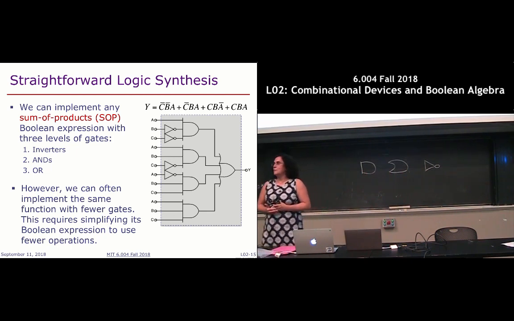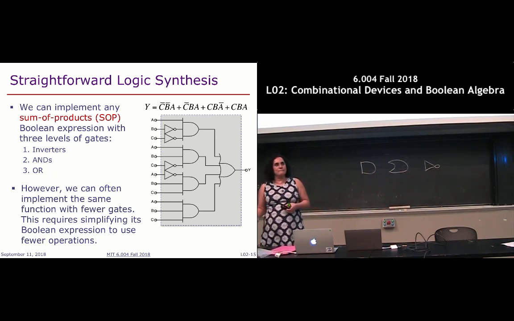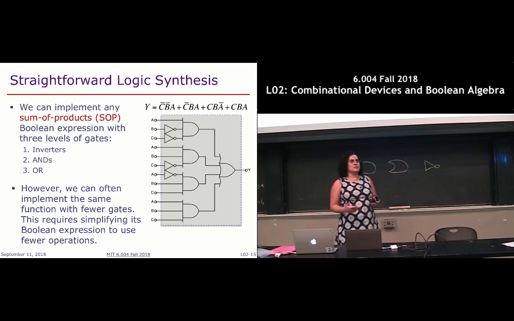So as you can see, we can very easily build a circuit that can do absolutely any function. However, it turns out that in many cases, we can build a circuit that's going to implement the same function, but with fewer gates. And so that's what we're going to talk about next.